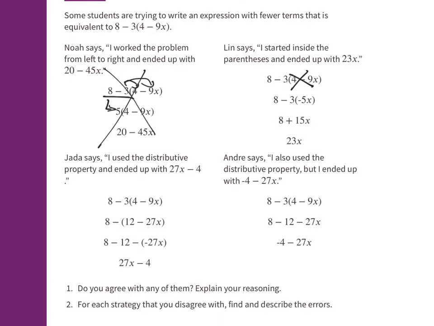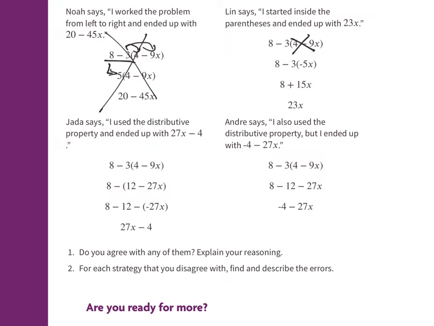All right, Jada says, I used the distributive property and ended up with 27x minus 4. So far, she seems to be on the right track. 3 times 4 is 12. 3 times 9 is 27. So we have 8 minus 12. And then we distribute the negative. So they both have a negative in front. So that one looks correct.